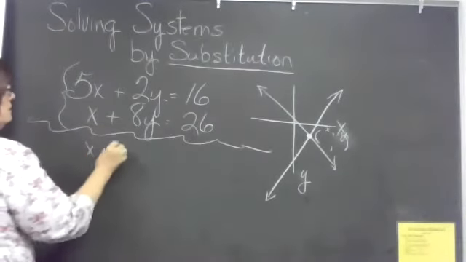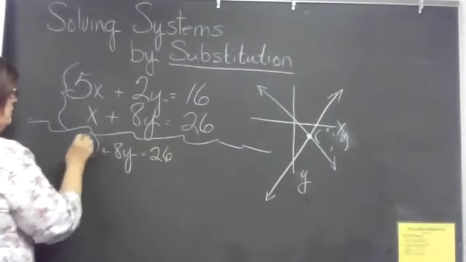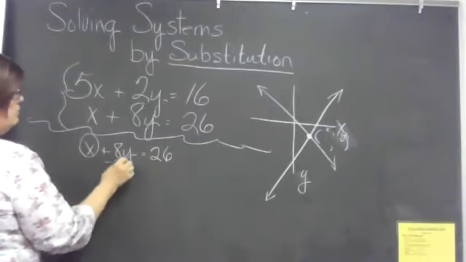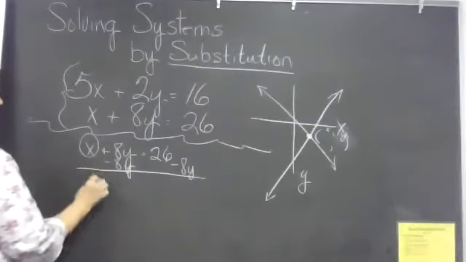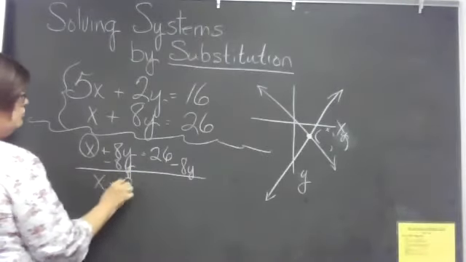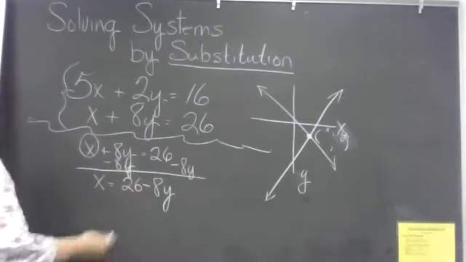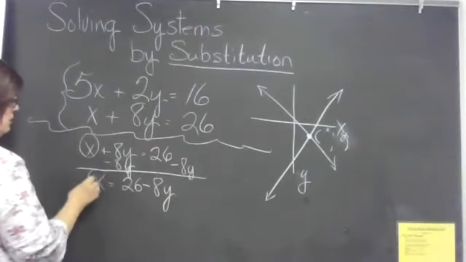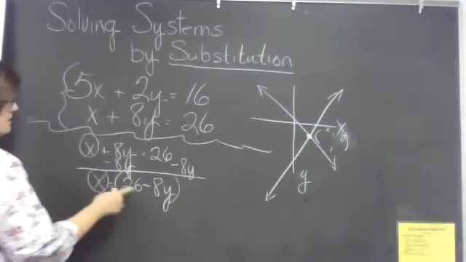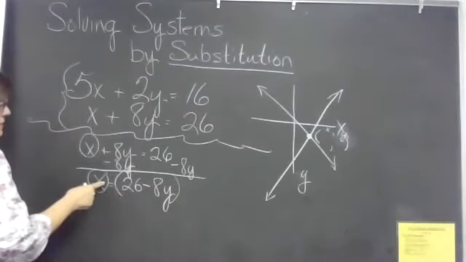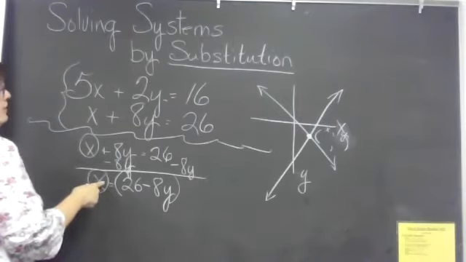So I have x plus 8y equals 26. If I want to solve for x, I'm going to subtract the 8y, subtract the 8y. And so I have that x is equal to 26 minus 8y. Okay? Now that isn't our final answer, but this is what x is equal to right now. This means this is what I'm going to substitute into the other equation.